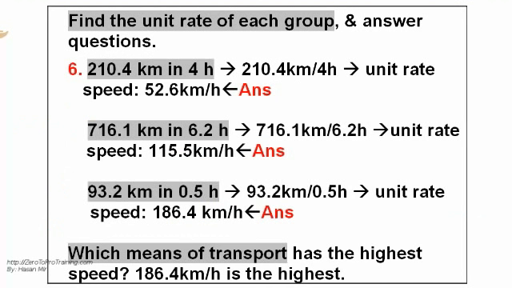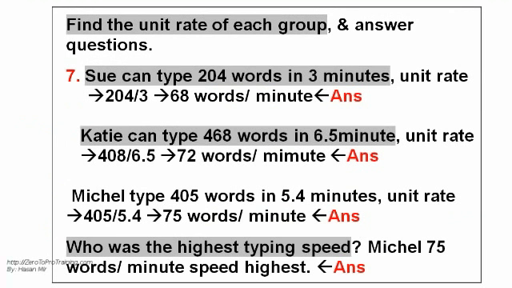Next, unit rate of each group. Rate is comparison of quantities of units. 6. Rate is 52.6 km per hour, 115.5 km per hour, and 186.4 km per hour. And the highest speed is 186.4 km per hour.